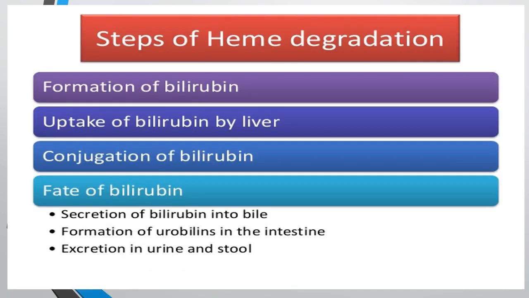There are some steps that cover the degradation process of heme. First, formation of bilirubin from heme; second, uptake of bilirubin by liver; next, conjugation of bilirubin; next, fate of bilirubin, like secretion of bilirubin into bile, formation of urobilins in the intestine, and excretion in the urine and stool.